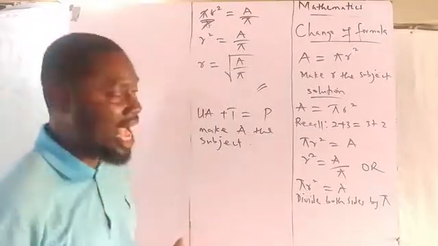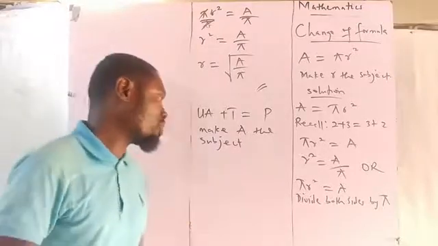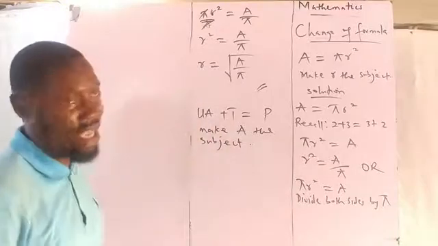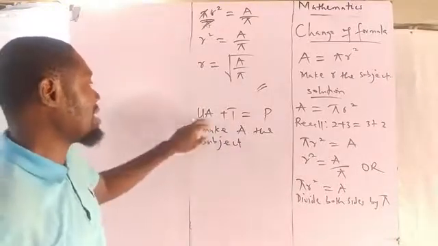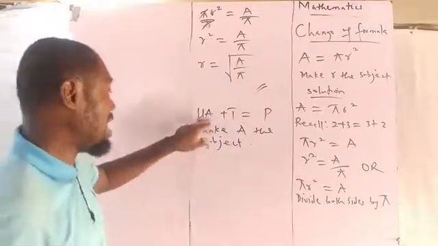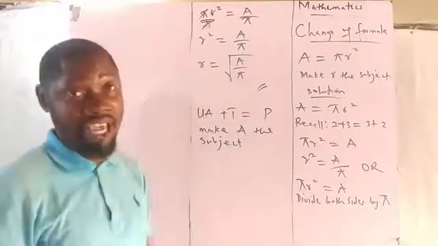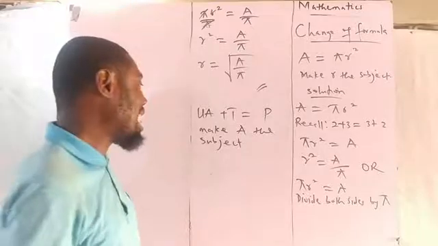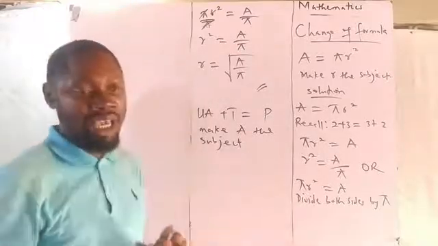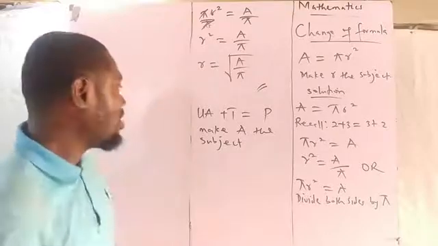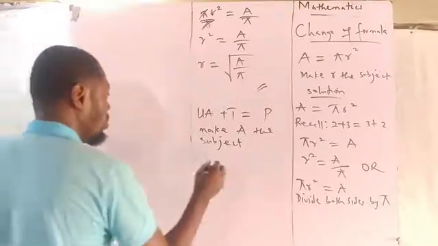remove the barriers that you have attached to the side of A. First, you have plus T attached to A, and you have U attached to A. But you want to find A, you want to make A the subject of the formula. You're actually looking for A. That is what it's all about. To make A the subject of the formula, you are actually looking for A. To do that, solution.